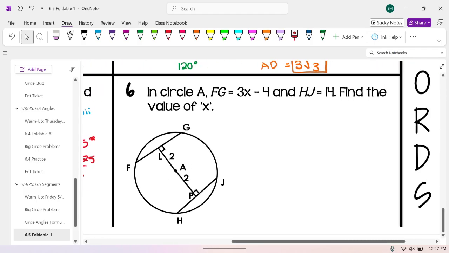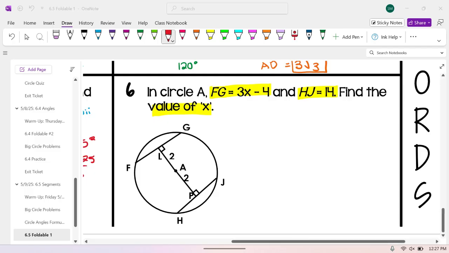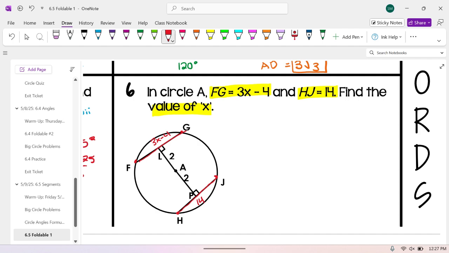All right, last one for today, and then I'll let you guys work. This one's quicker. All right, FG is equal to 3x minus 4. HJ is equal to 14. Find the value of x. So FG, which is right here, is equal to 3x minus 4. HJ, which is right here, is 14. So what's the easiest way I can do to find the value of x? It's very straightforward. Set them equal to each other.